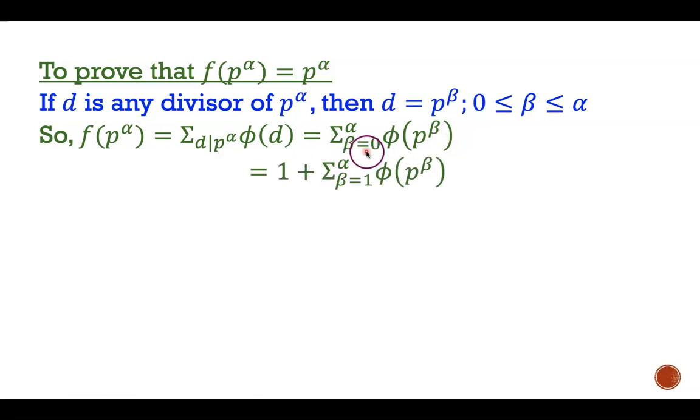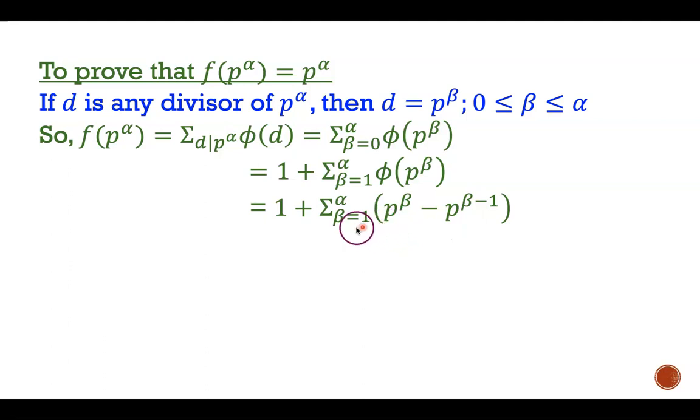Here we can separate the term corresponding to beta equal to 0. Beta equal to 0 corresponds to the term phi of p raised to 0, that is phi of 1, which is 1 itself. So 1 plus summation over beta varying from 1 to alpha, phi of p raised to beta. Now we know that phi of p raised to beta is equal to p raised to beta minus p raised to beta minus 1, using the results of Euler phi function.